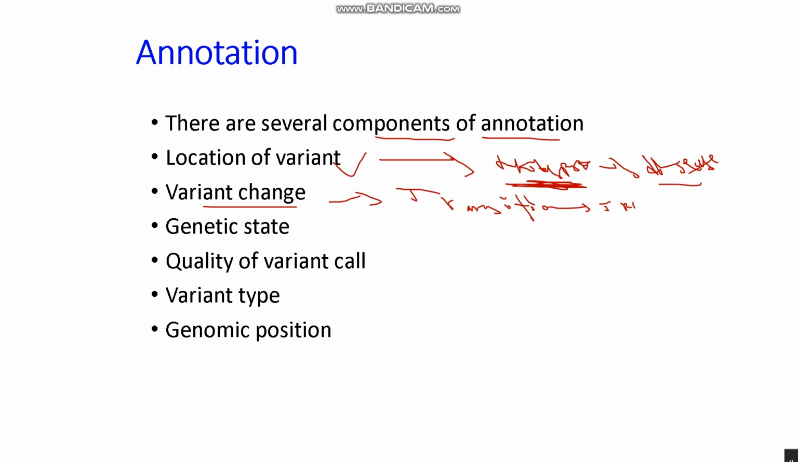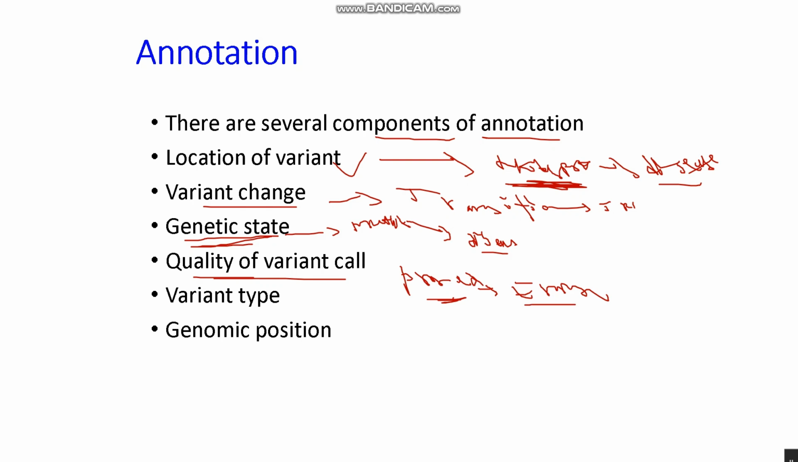Now we check the genetic state. We check the mutation: does the mutation cause the disease or not? Then the quality of the variant call. We check the Phred score. If the Phred score is very low, there may be an error, and if there is an error, the probability of causing the disease is decreased.